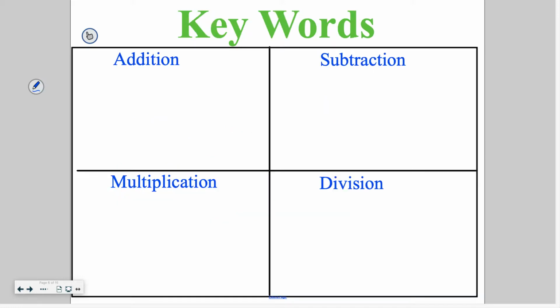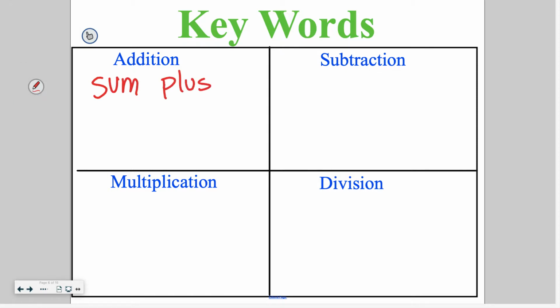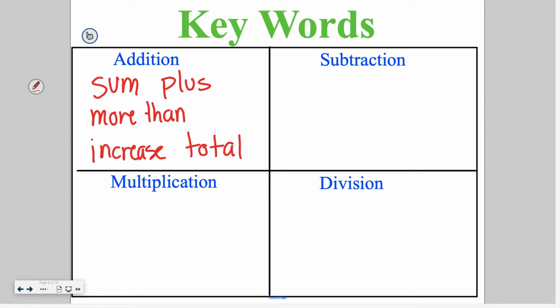Some other things we want to pay attention to in this lesson are key words that symbolize each of our different math operations. For example, under addition, you might find the word sum, or plus, or more than. Increase is another common one, and total is another common one. Obviously, these are not the only words. If you remember, there's a poster in class that also has a summary list of these, but I am just highlighting a few key ones in this video.